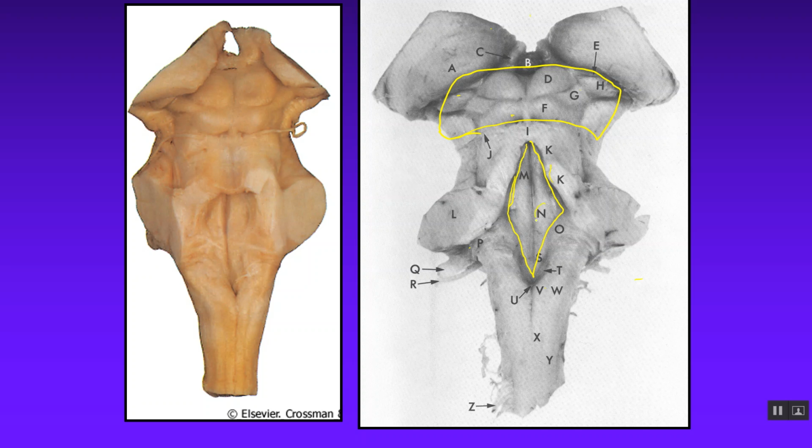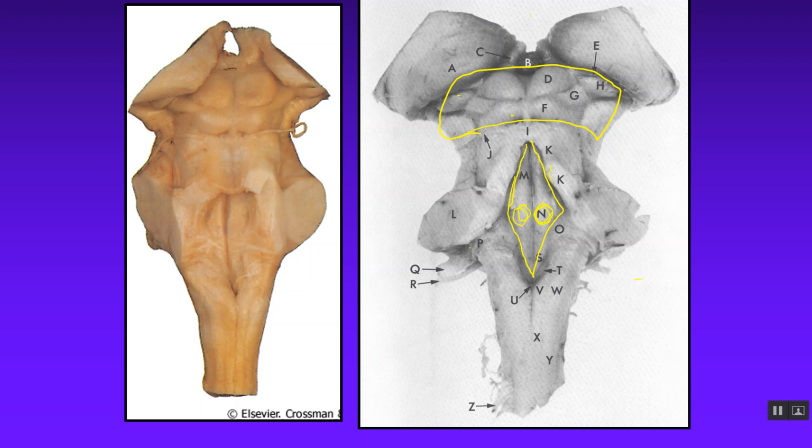There is a little bump back here in the rhomboid fossa. There's a bump on each side. This is the facial colliculus. Your facial nerve nucleus is right beneath that. There's a little tiny bump there you can appreciate, but that's the facial colliculus.